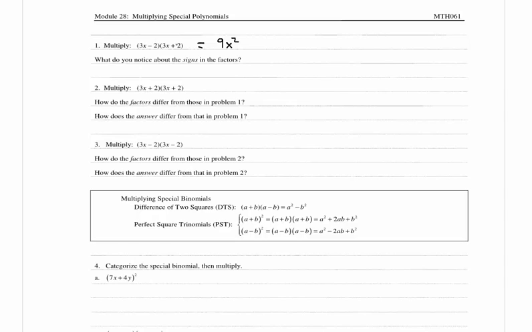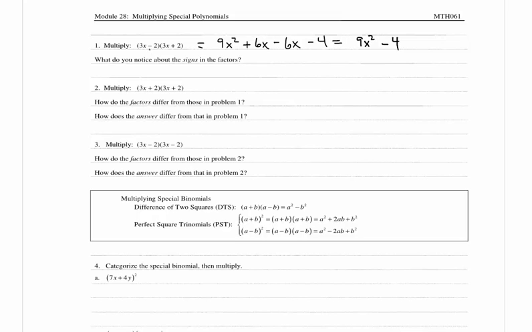Then we have 3x times 2 is 6x. And negative 2 times 3x is negative 6x. And negative 2 times 2 is negative 4. And we have a 6x minus a 6x, so they're going to cancel each other out, and we're left with 9x squared minus 4. And then it asks, what do you notice about the signs and the factors?